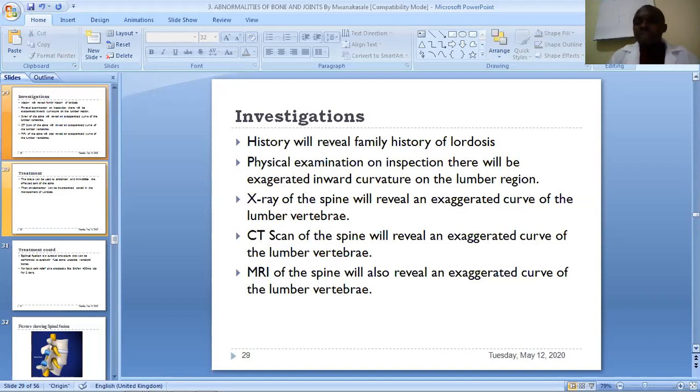X-ray of the spine will reveal an exaggerated curve of the lumbar vertebrae. Computed tomography, abbreviated as CT scan, will also reveal an exaggerated curve of the lumbar vertebrae. Magnetic resonance imaging of the spine will also reveal an exaggerated curve of the lumbar vertebrae. With these few investigations, at least you'll be able to arrive at the diagnosis of lordosis.